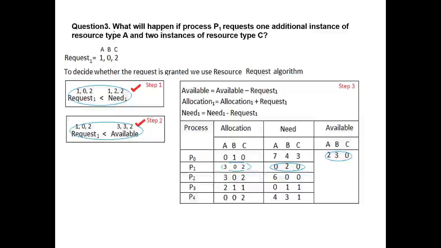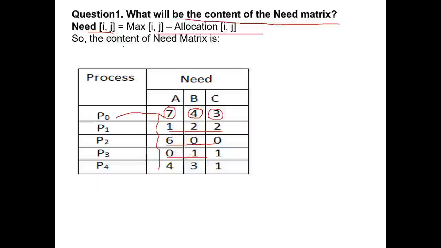So the next question is: what will happen if process P1 requests one additional instance of resource type A and 2 instances of resource type C? This is only about process P1. Already the process P1 has made a request. You can see in the need matrix, the process is already waiting for these resources 1, 2, 2. And on top of that it has requested some additional resources, that is 1, 0 and 2.